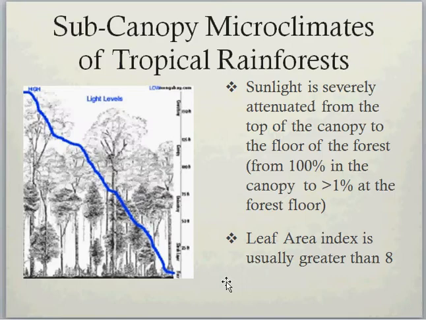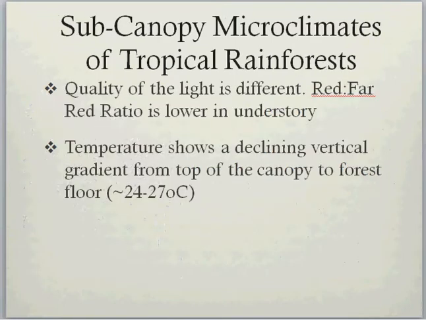The leaf area index is usually greater than about 8. So leaf area index, as you remember, is the number of layers of leaves above a typical point on the forest floor. So in this case, for every square meter on the forest floor, there are 8 square meters of leaf above it, and that's quite a lot. So all that light has to get through those 8 layers before it reaches the forest floor.